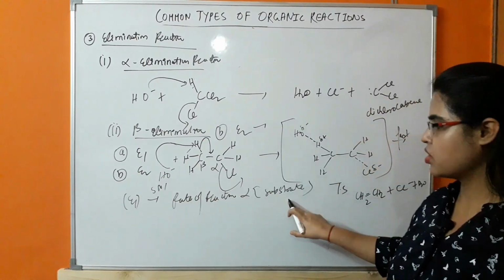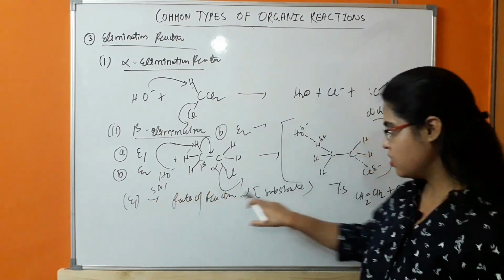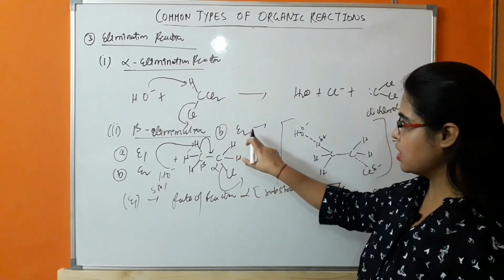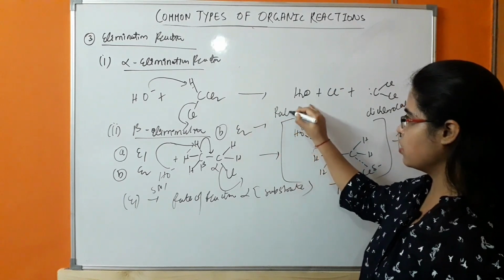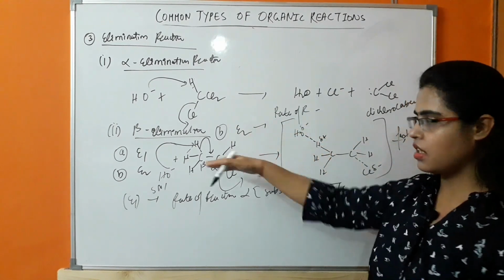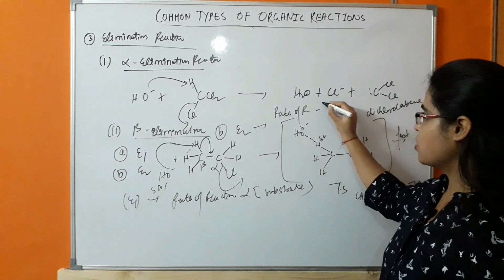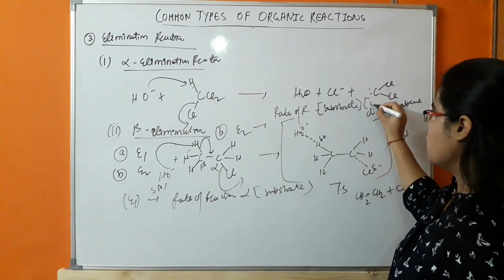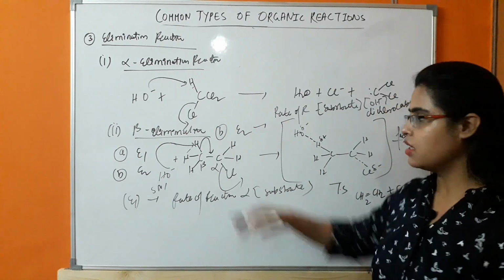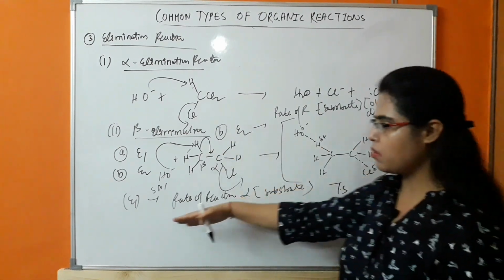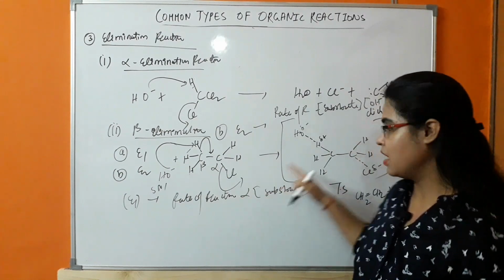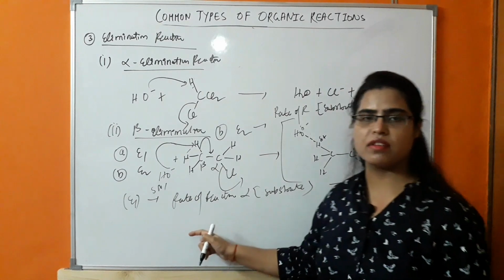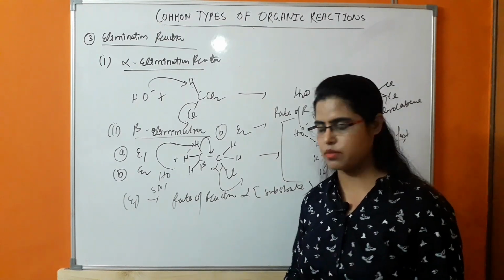So the rate of reaction in E1 is dependent upon only the substrate, not the nucleophile, whereas in E2, because it occurs in a single step, the rate of reaction is dependent upon both the substrate and the nucleophile. E2 occurs in a single step, while E1 occurs in two steps. In E2 there is formation of a transition state; in E1 there is formation of a carbocation.